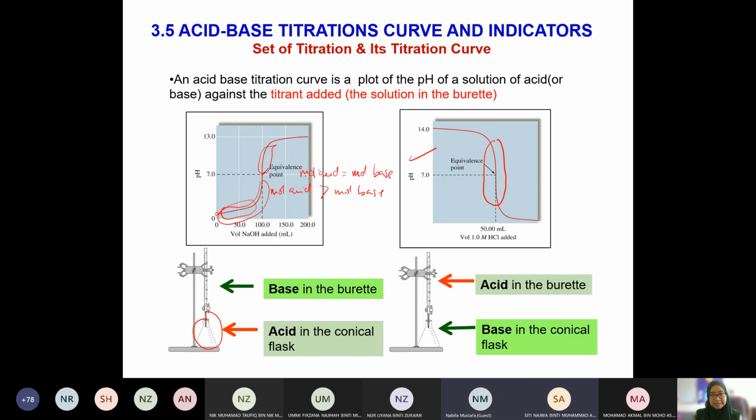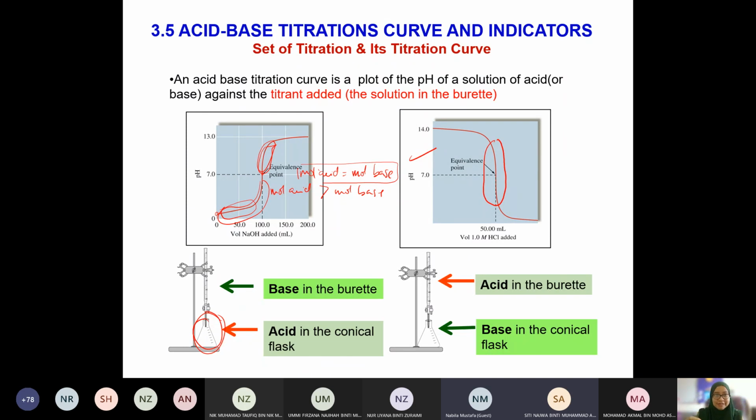Ini di mana acid dah habis. There's no acid anymore. And base yang kita masukkan tu pun kebetulan sama dengan mole acid in the solution. Okay, alright, so this is the point. Okay, kita keep on titrating sebab we have burette kan, we have the solution in the burette. So kita keep on titrating, kita keep adding the base. So that is why dia menaik dekat sini.